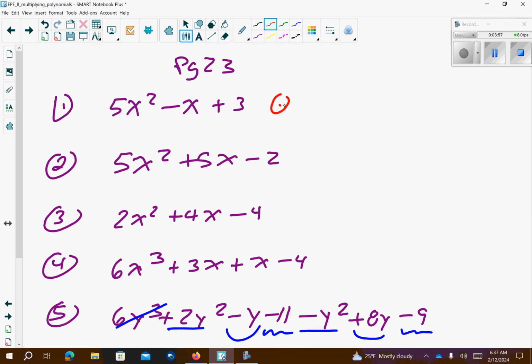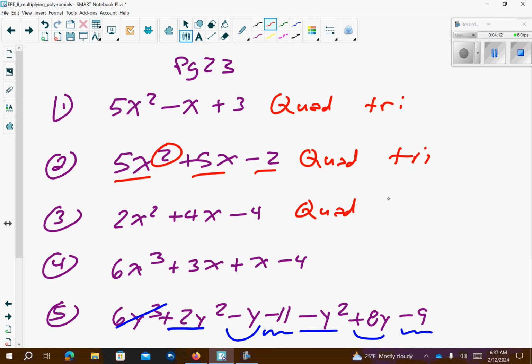Okay, this is quadratic, and it's a trinomial. This is also quadratic. There's 3 terms. It's a trinomial, so tri 1, 2, 3. Quadratic refers to that. Third one is quadratic, also trinomial. And then it becomes cubic because it's raised to the third power, and it's polynomial because there's 4 terms.